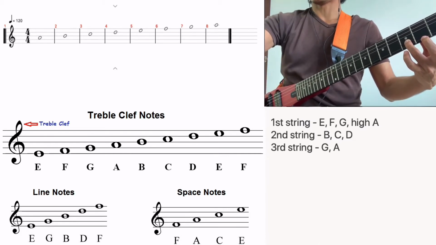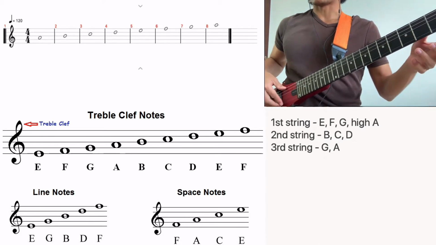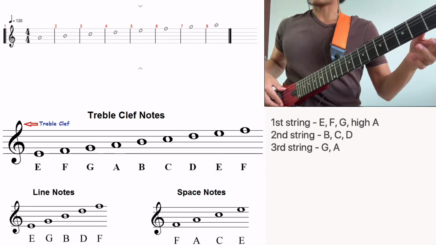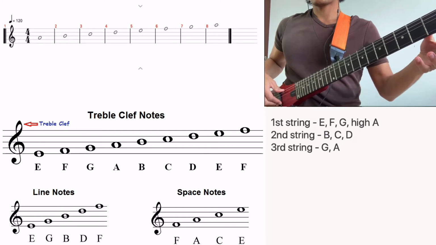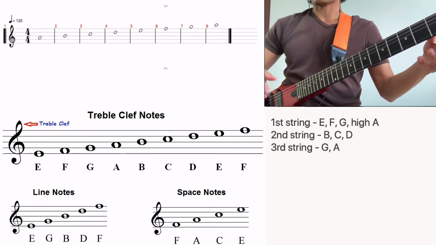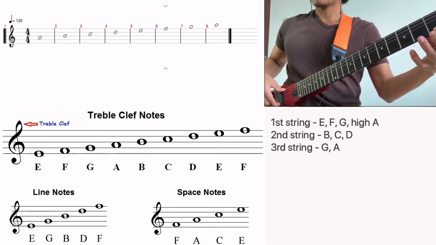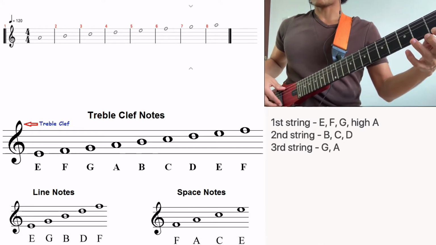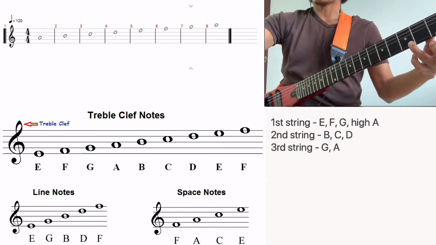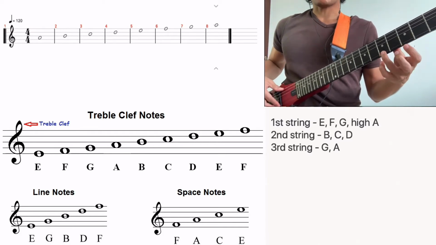And we have an A. The next note is on the fourth space. That's an E. So that's the open string, first string. And we have F on that line. And the next one is G. That's all the way at the top. And the high A is right over here.